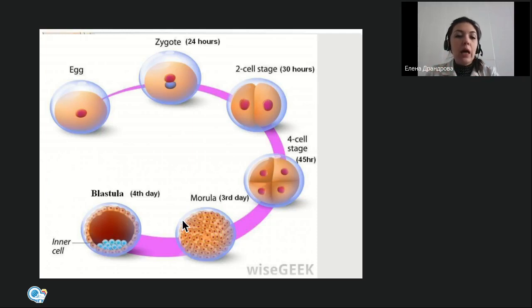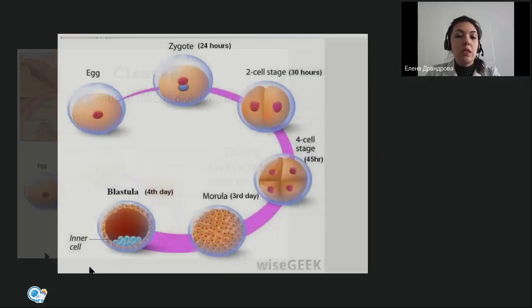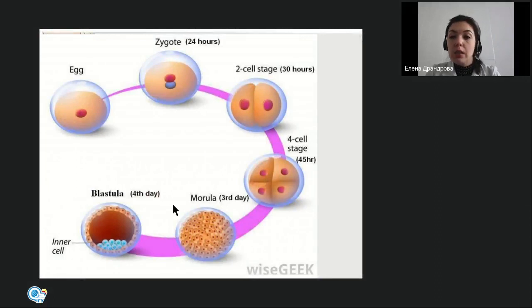Yes. What is important is that during cleavage, the cells do not grow. So the size of the zygote that consists of one cell is the same as the size of the morula that consists of 128 cells on the third day. They do not grow, but they divide. They divide into many, many parts.